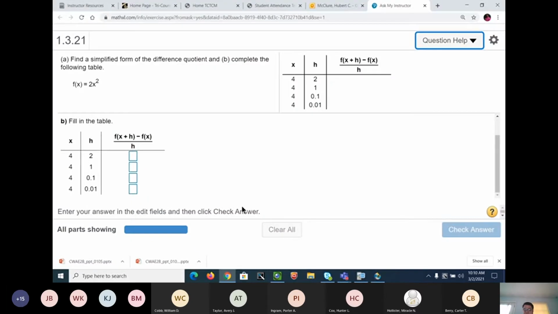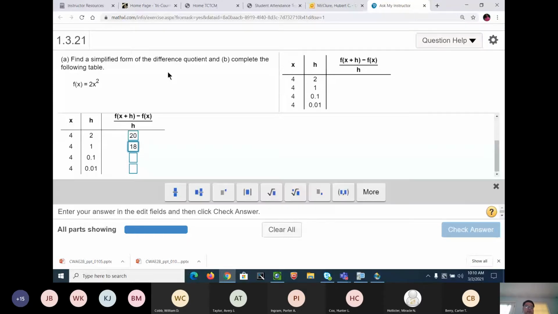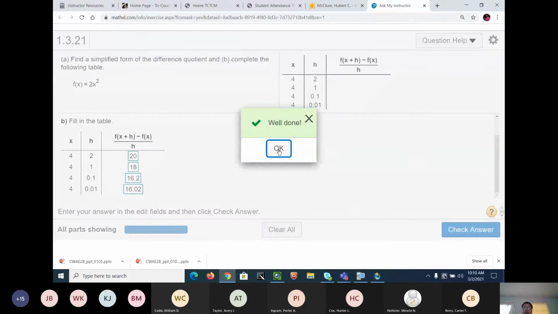So let's put the answers. Let's see what I got. Let's see, 20, 18, 16.2, and 16.02. And hopefully we feel good about ourselves. Good, no sunglasses inside.